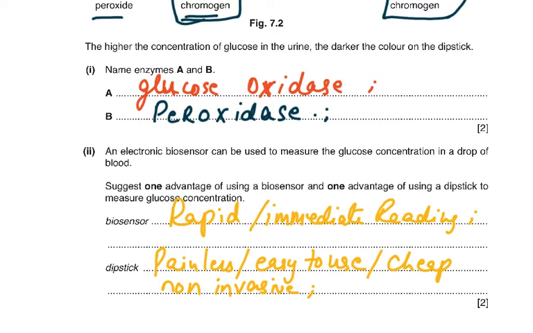So, biosensors are very rapid, there's an immediate reading in 2 seconds, more accurate, a precise numerical value, showing the current blood glucose, and the machine is of course reusable. The dipstick is non-invasive, it is painless, it is easy to use, there is less risk of infection, and it is cheap. So those are the points that you need to remember.